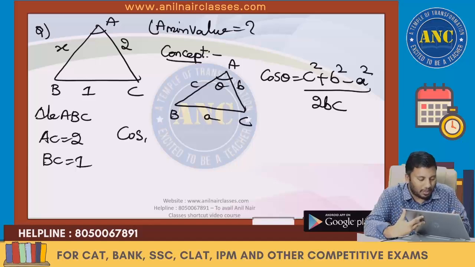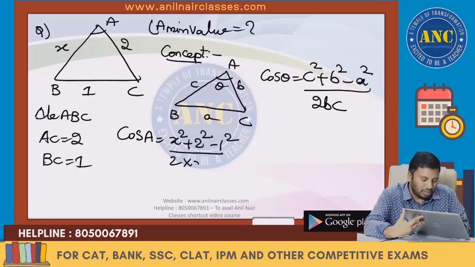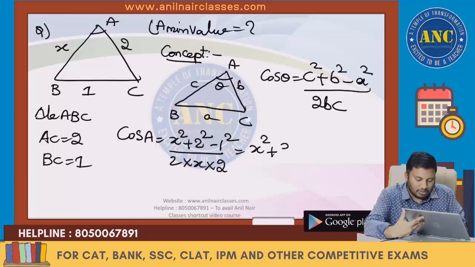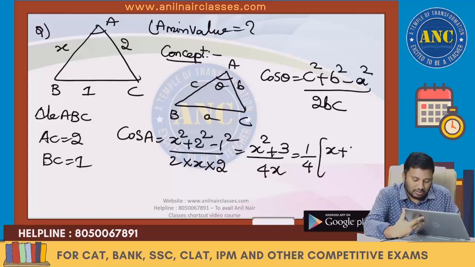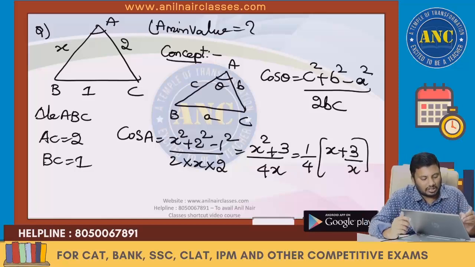So if I apply, cos angle A is x square plus 2 square minus 1 square divided by 2 into x into 2. This is nothing but x square plus 3 by 4x. This is nothing but 1 by 4 into x plus 3 by x. Are you with me?